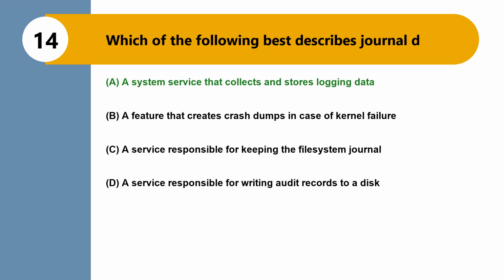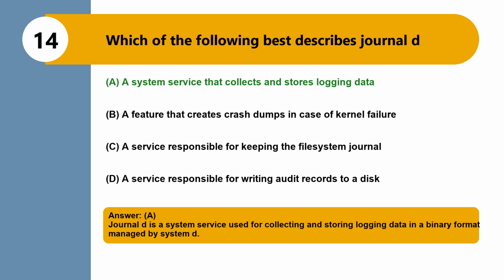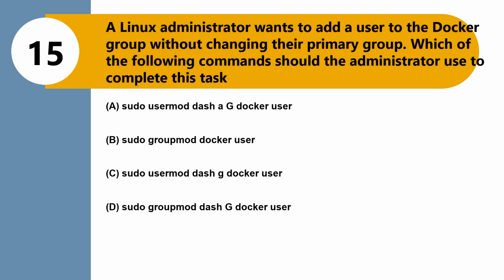The correct answer is option A, a system service that collects and stores logging data. Journald is a system service used for collecting and storing logging data in a binary format managed by systemd. Question 15. A Linux administrator wants to add a user to the docker group without changing their primary group. Which of the following commands should the administrator use to complete this task?